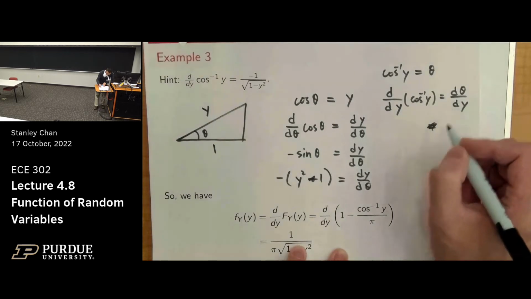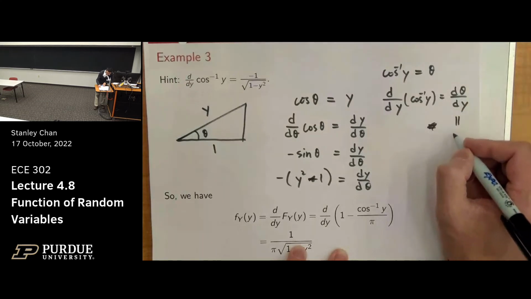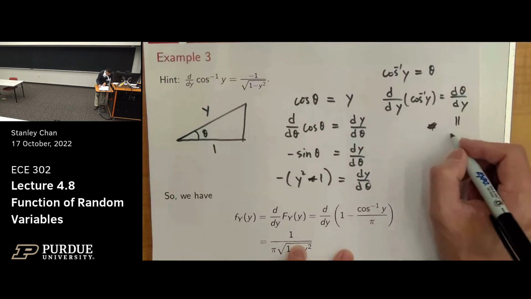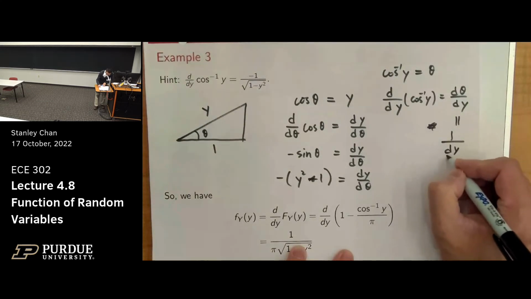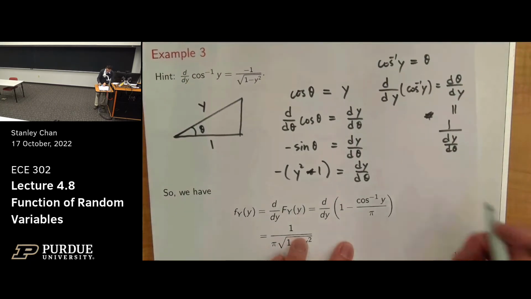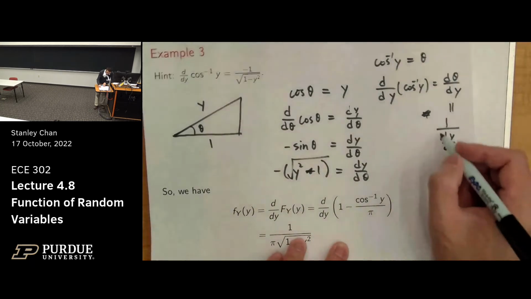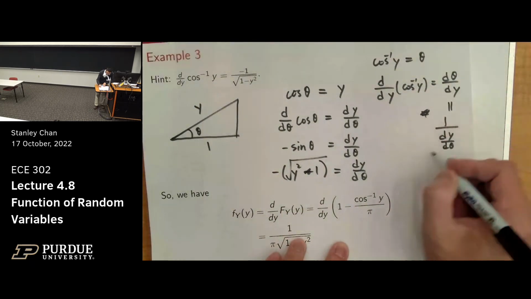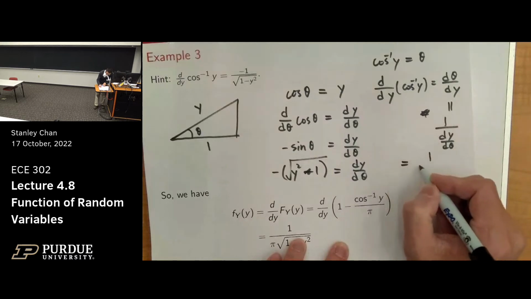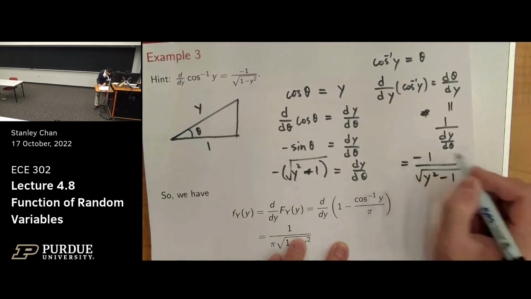If I want to get this thing here, this is the same as 1 over dy and d theta. Okay, so if I have that, oh, sorry, I should have a square root here. Then if I do this, then it will become 1 over y squared minus 1. There's also a minus here.